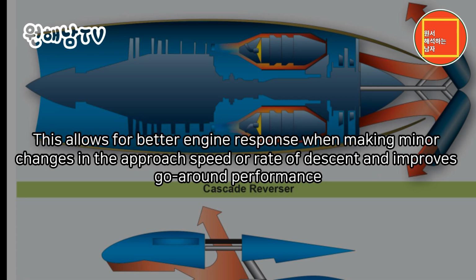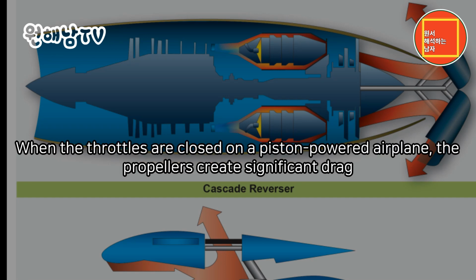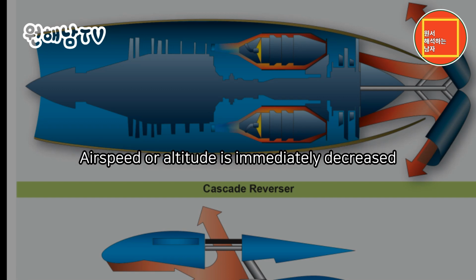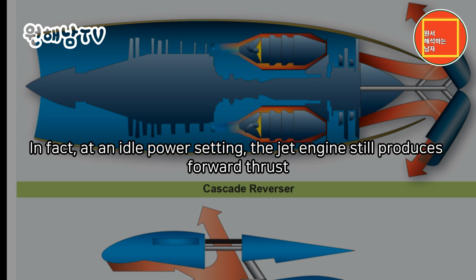This allows for better engine response when making minor changes in the approach speed or rate of descent and improves go-around performance. Absence of propeller drag. When the throttles are closed on a piston-powered airplane, the propellers create significant drag. Airspeed or altitude is immediately decreased. The effect of reducing power to idle on the jet engine, however, produces no such drag effect. In fact, at an idle power setting, the jet engine still produces forward thrust.